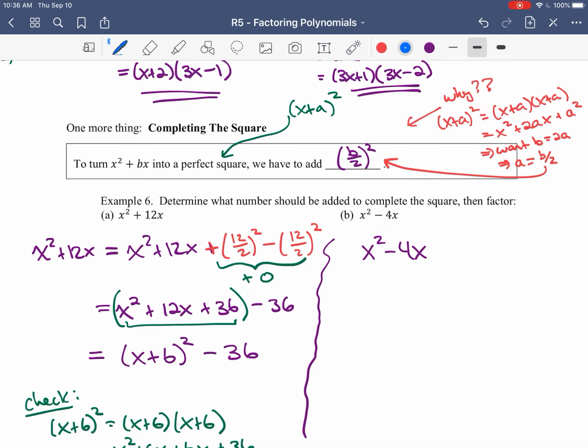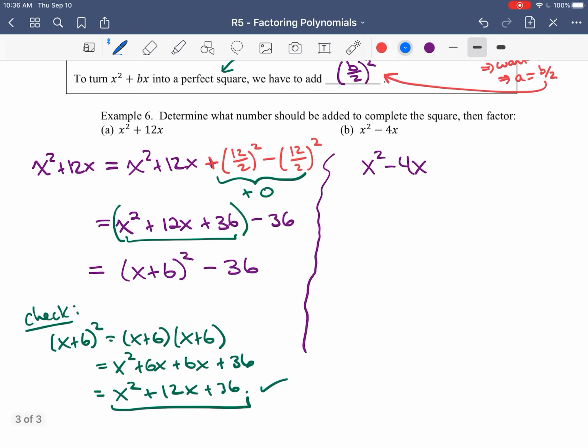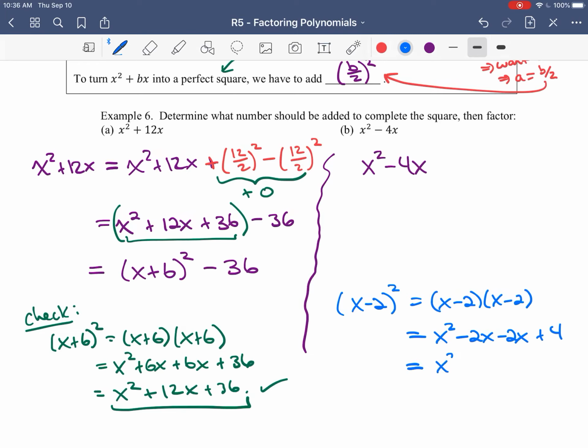So what I like to do sometimes is think that I want my perfect square to be x minus 2, because that's half of negative 4. Let's just expand this out. If I expand that out, it's x squared minus 2x for the outer ones, minus 2x for the inner ones, and then plus 4 for the last one, so negative 2 times negative 2. If I combine these like terms, it's x squared minus 4x plus 4. So now I see, good, this is the bit that I have up here.